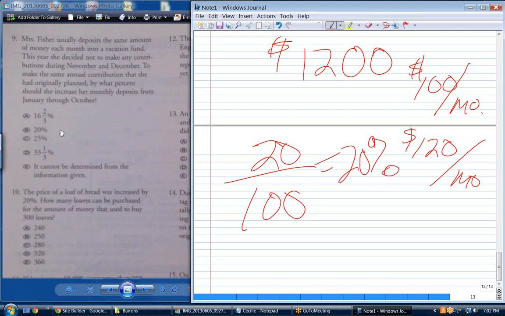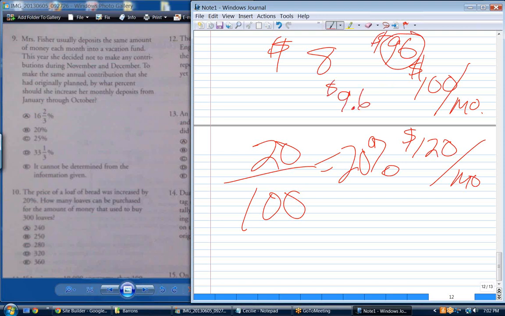I know how to do that in my head, but I'm just thinking, what if I got this problem with numbers that weren't as easy? Well, we made them up, so we had the ability to make them as easy as we wanted. But notice I could have used anything. I could have used $8 a month. $8 a month would have meant she wanted to deposit $96 for the year, and if she's going to do 96 in only 10 months, she's going to have to deposit $9.60 per each of those months, which is an increase of 20% over $8.